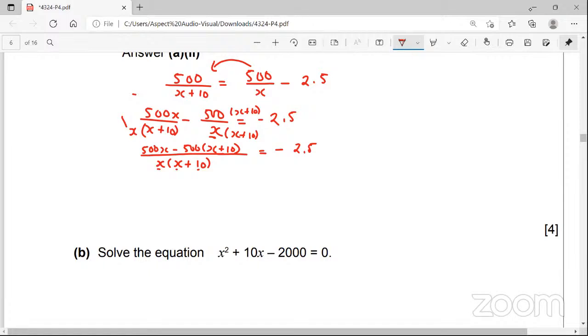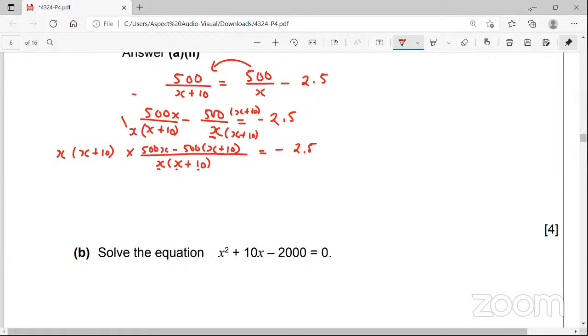Are we together till there? Okay, good. And then from there, I have a fraction that I want to solve for x here, or I want to write it in such a way that it becomes a quadratic equation. For me to get rid of the denominator, what do I do? How do I get rid of the denominator? What's the opposite of division? Multiplication. So I'll multiply by whatever is in the denominator. What do I have in the denominator in this case? x into x plus 10. Okay. So I'll multiply both sides by x into x plus 10.